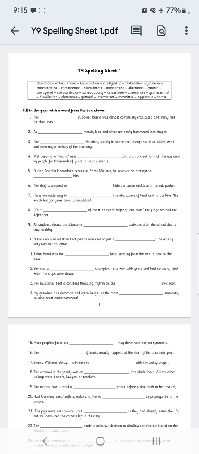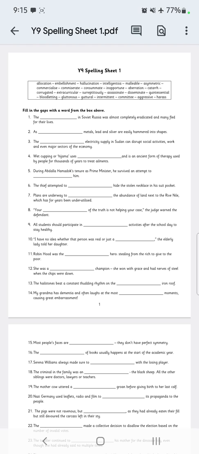So if somebody suffers from catarrh and nasal problems, it means they have a lot of mucus. Then we have corrugated. Corrugated, especially iron or cardboard, means having parallel rows of folds that look like a series of waves when seen from the edge. And we see this a lot here in Sudan, in our country. We always have these zinc corrugated roofs, right? So you can say the roof is made from sheets of corrugated iron.